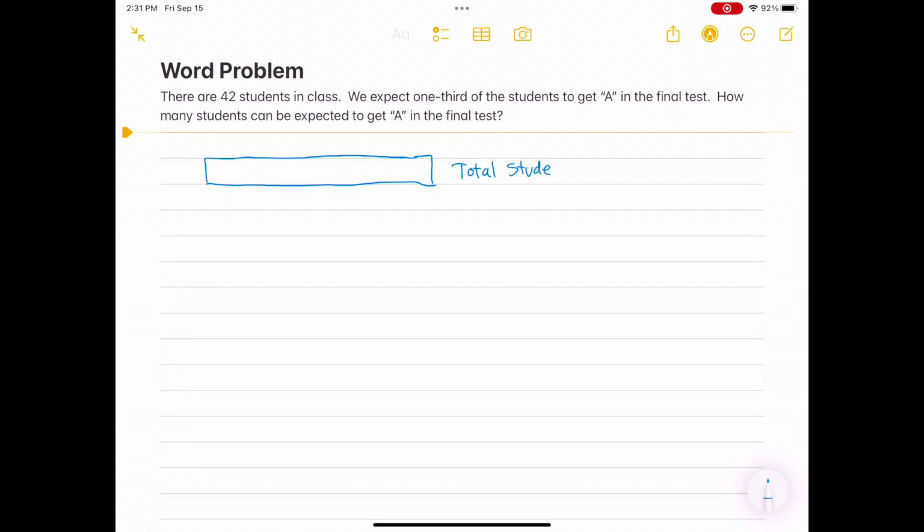So we draw out a bar to indicate the total number of students, which are 42. Then we divide the bar into 3 equal sections, highlighting one section to indicate the 1/3 of the students who are expected to get an A in the final test. 1/3 of 42 will get an A. So the number sentence will be 1/3 times 42, because of means times. So now we have 1/3 times 42.